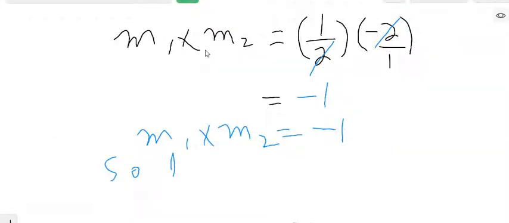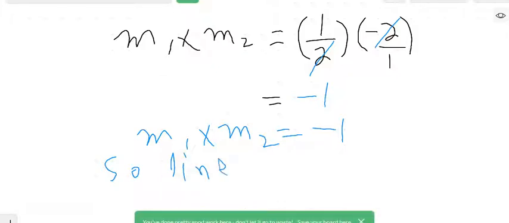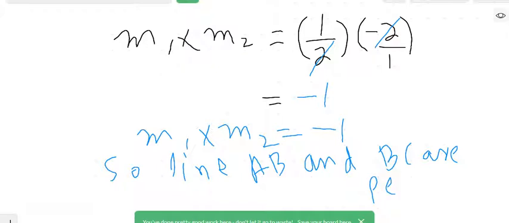Or we can also use this formula. If we plug the value of m1, which is 1 over 2, the gradient of the line AB, and m2 is the gradient of line BC, and after simplification, if the answer is -1 when we multiply the gradients of two lines, it proves that line AB and line BC are perpendicular.